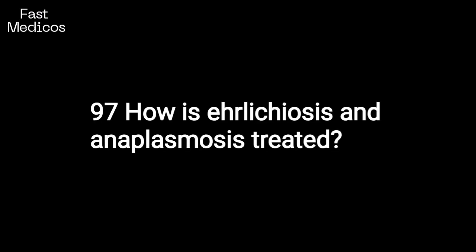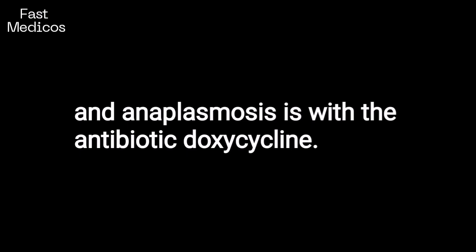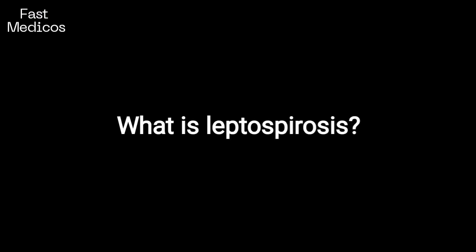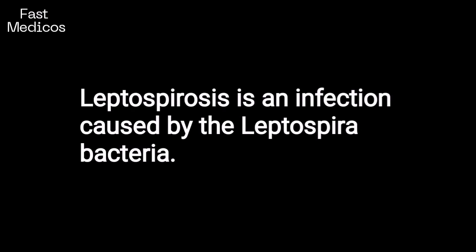97. How is ehrlichiosis and anaplasmosis treated? The treatment for ehrlichiosis and anaplasmosis is with the antibiotic doxycycline. 98. What is leptospirosis? Leptospirosis is an infection caused by the Leptospira bacteria.